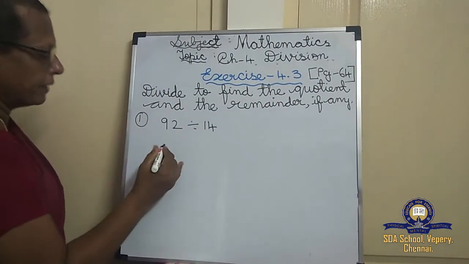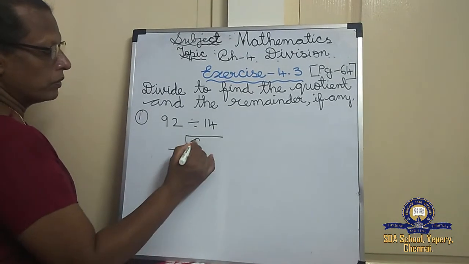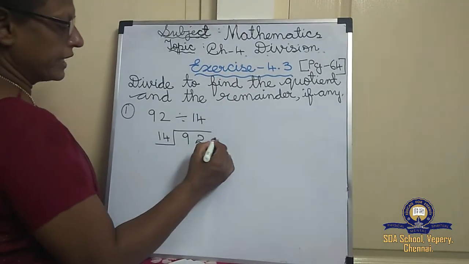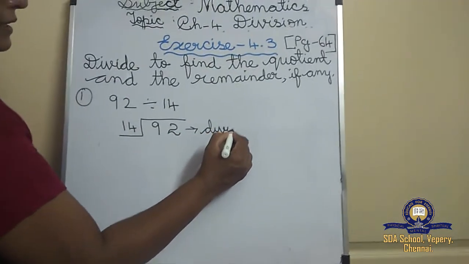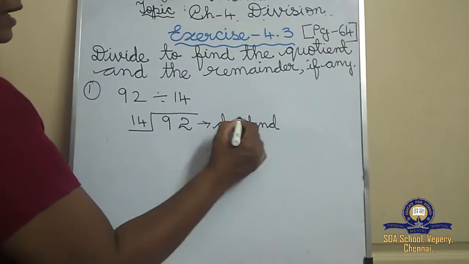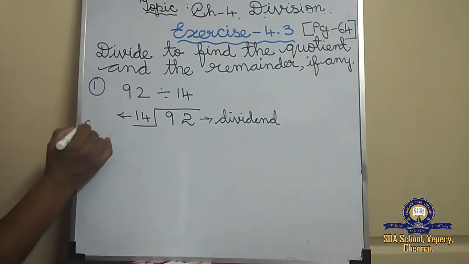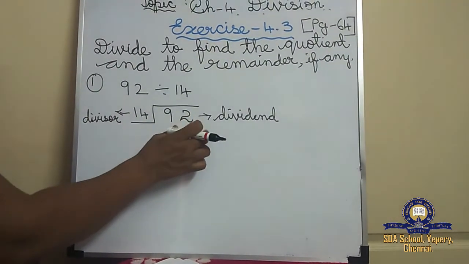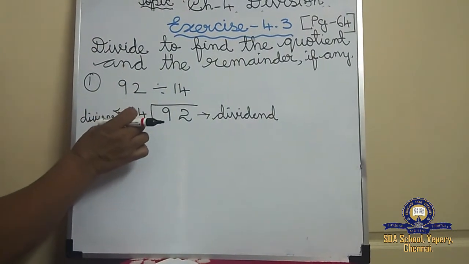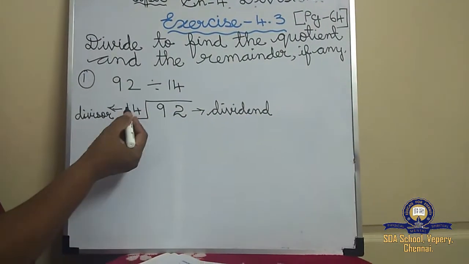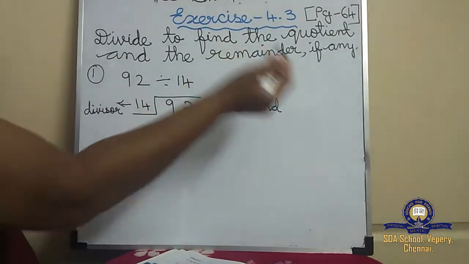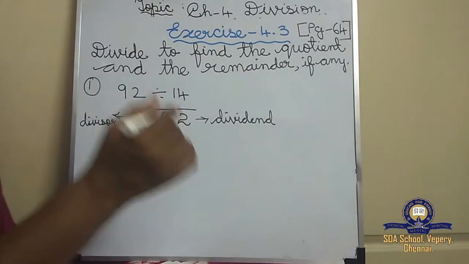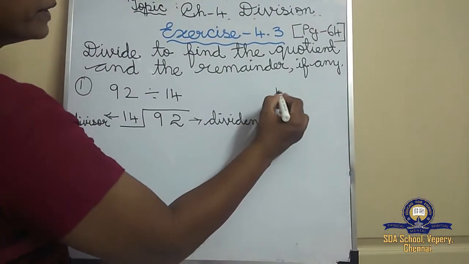So 92 divided by 14 means, see, this is the dividend and 14 is the divisor. Don't forget, this is dividend and this is divisor. Understood? The dividend should be inside and the divisor should be outside. Okay, see children, when we had a single digit we would write its table. Now it's 2 digit. So how can we divide children? It's too hard. But the easy way is how we have to see 14.